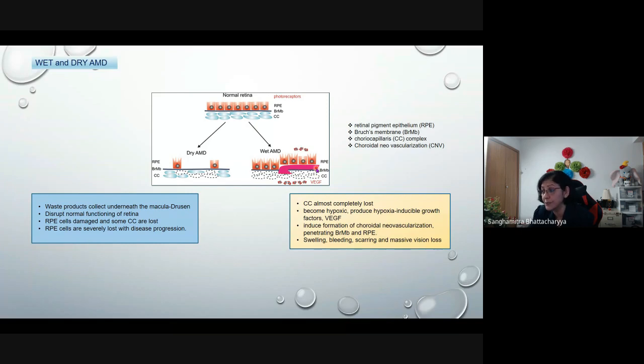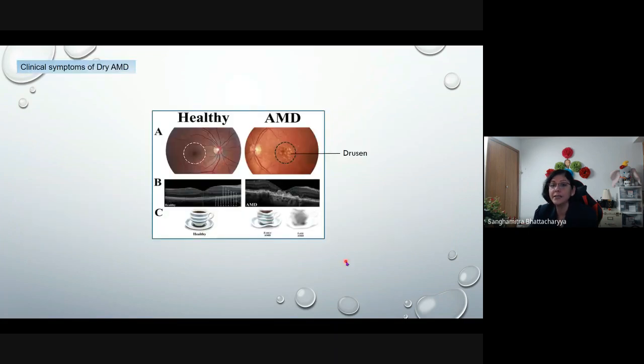Finally, with the disease progression, what we see is swelling, bleeding, scarring, and massive vision loss. From the clinical point of view, this is what we are looking at: a healthy eye and an age-related macular degeneration diseased eye. So this is the macular part of the healthy eye, which is responsible for our sharp and color vision. And you see small accumulation of yellow colored lipid droplets. They are termed as drusen, and this is the healthy macula.